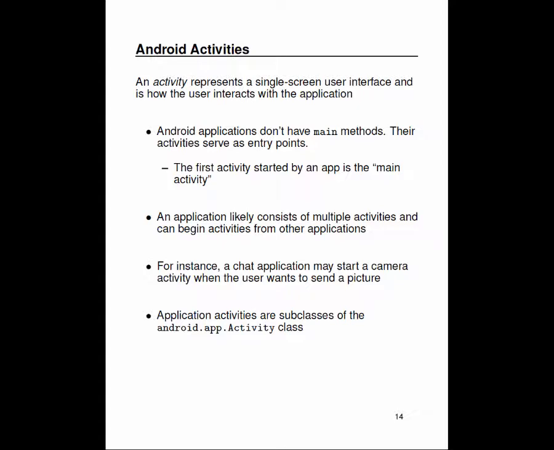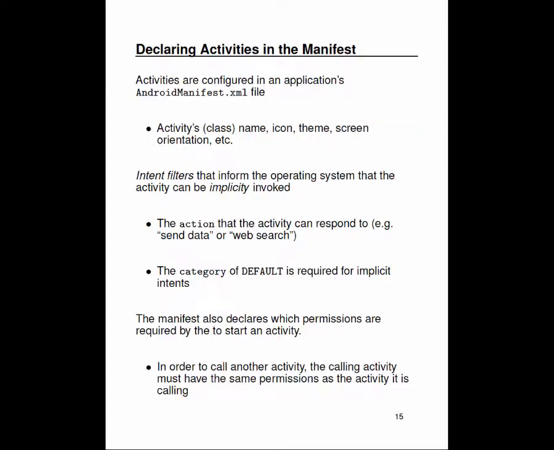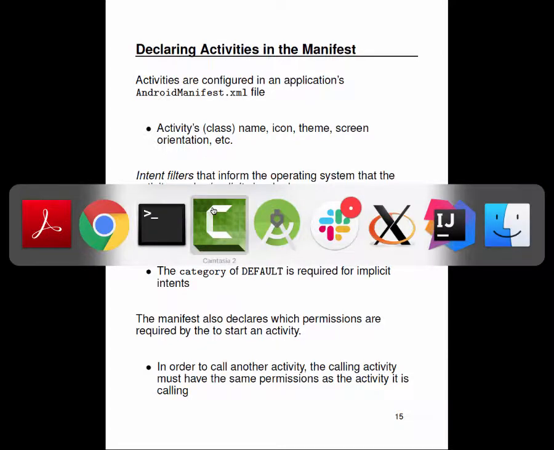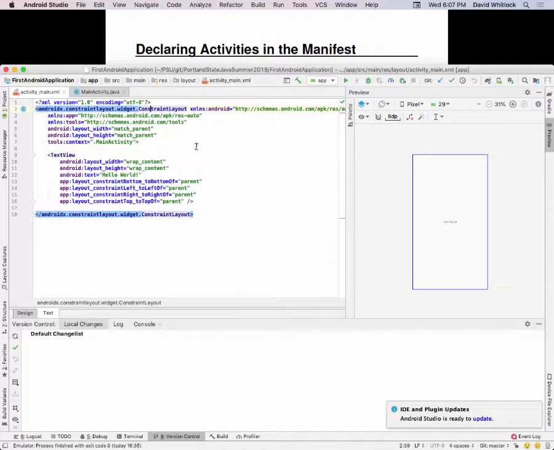So there is a class in the Android app package, which is the root class for all activities. There is a file called the Android manifest. So let's go over here and we'll look at our manifest.